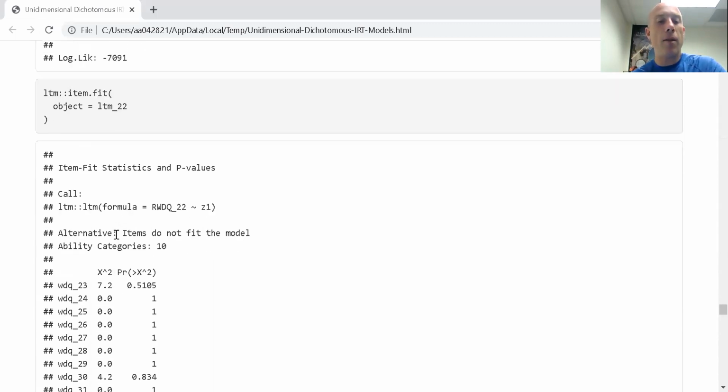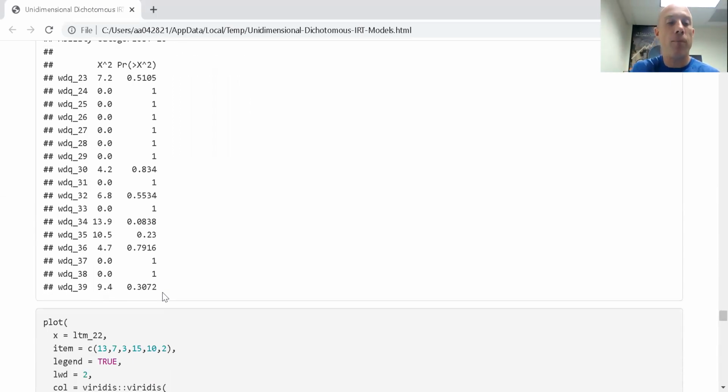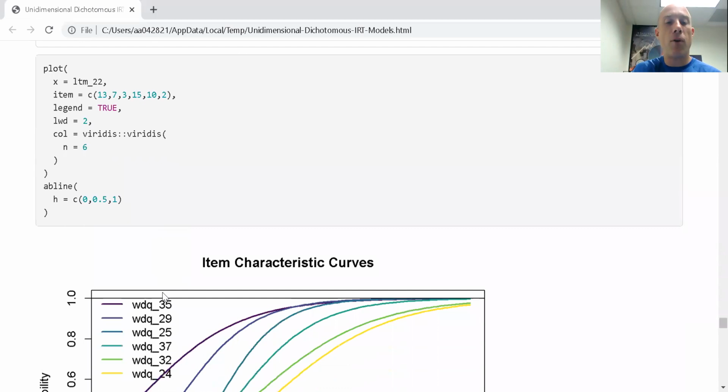And now we can look at the item fit. If I go through and look at this, I notice that all of my p-values are greater than 0.05. Here, number 34 is kind of close, but this indicates that we don't have any problems with fitting for any of the individual questions. So I'm feeling pretty good about this model. Now let's go ahead and plot the curves.